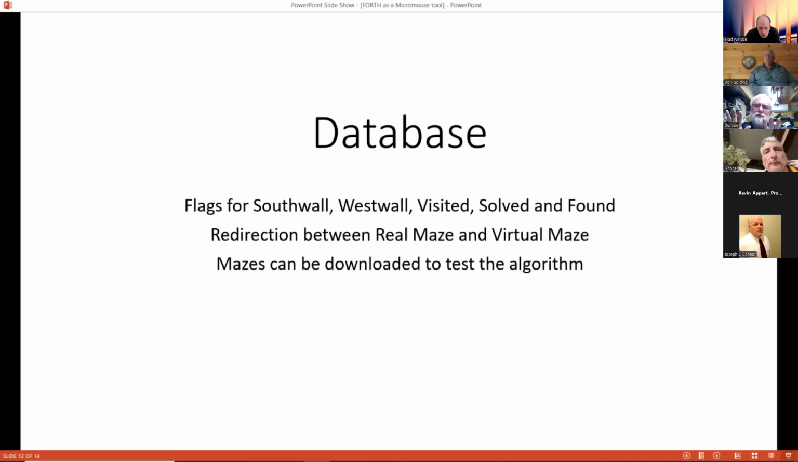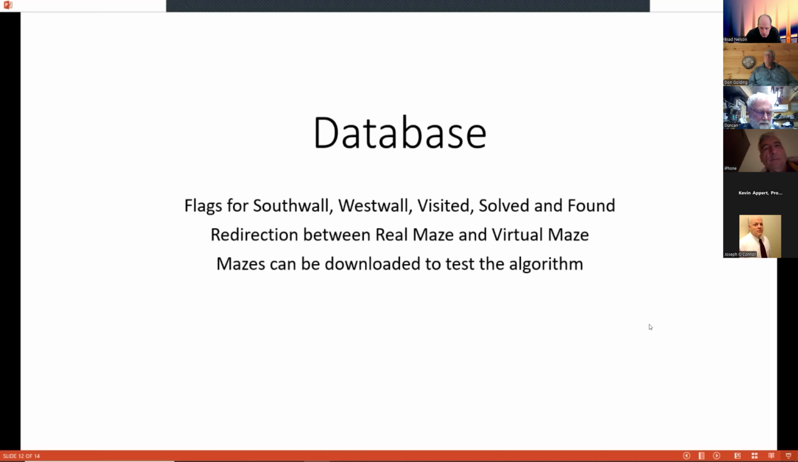By having the 2 sets of data, I can choose which one I'm looking at with a pointer. I switch backwards and forwards. So all of my database words can either be working on the virtual maze or the, in quotes, real maze. So I can download mazes to test the algorithm. That's another nice feature of Forth type things using pointers.